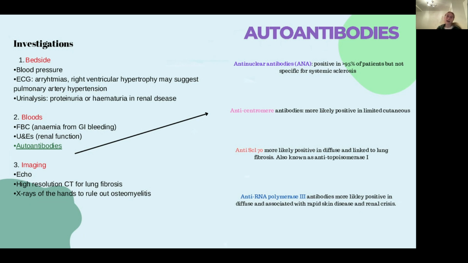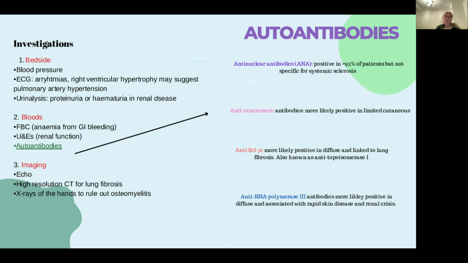Bloods wise, we do an FBC. Patients might be anemic, and then our U&Es will help guide us on their renal function. And then we can send off some autoantibodies. So what autoantibodies are associated with systemic sclerosis? So you can widely do an anti-nuclear antibody, which will be positive in about 95% of patients, but it's not specific to systemic sclerosis. So just because they're anti-nuclear positive doesn't mean that you can say it's a diagnosis of that. You've got more specific antibodies.